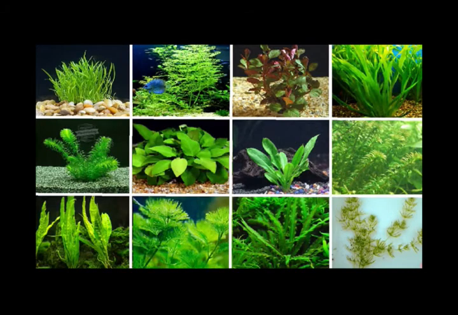The submerged plants include this Myriophyllum, Anacharis, Java fern, water sprite, Anubias nana, Cabomba, Ludwigia ovalis, Echinodorus parviflorus, Cryptocoryne spiralis, Vallisneria spiralis, Hydrilla, Chara, etc.